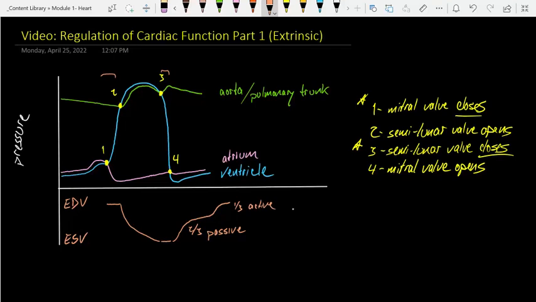Now, hopefully that was all review. And what we want to do now is jump in and start understanding how we might change some of these parameters to meet the needs of the individual. If I'm exercising versus sleeping, in a state of sympathetic fight or flight, whatever the scenario is, I need my heart to match my body's needs. And we want to show you how that's done.